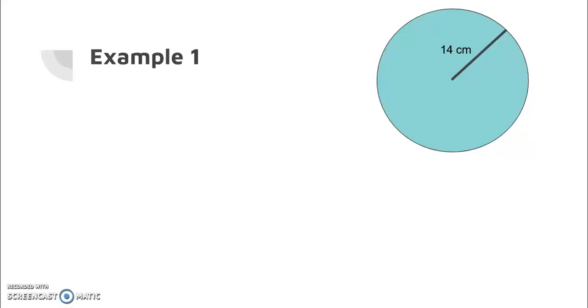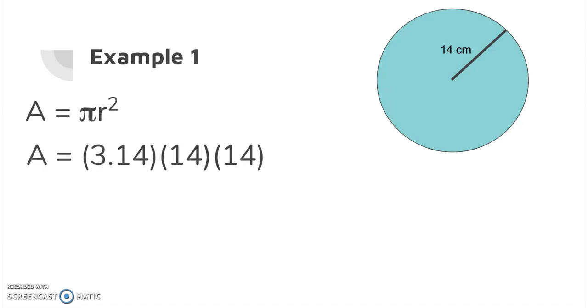So here's two examples. Here's the first example. In this picture, they're giving us the segment from the center to the edge. That means it's the radius. So here they've given us the radius. So the first thing we're going to do is write the formula. Then I'm going to write it out again, except this time I'm going to use the numbers. So for pi, I write 3.14, and I do radius times radius. So all these parentheses mean multiply.